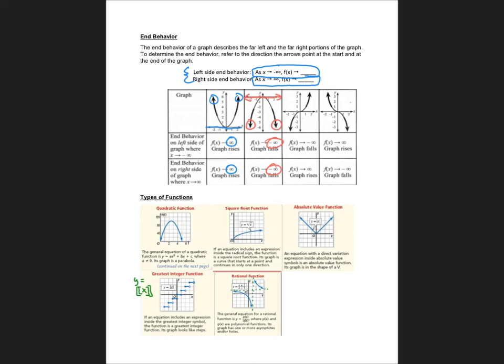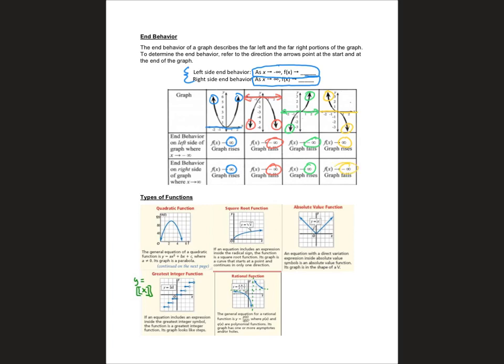In my third example, as I go further and further left, my arrow's pointing down towards -infinity. As I go further and further right, my arrow's pointing up towards +infinity. And then lastly, in this fourth example, as I go further and further left, I can see my arrow's pointing up towards +infinity. And as I go further and further right, my arrow's pointing down towards -infinity.